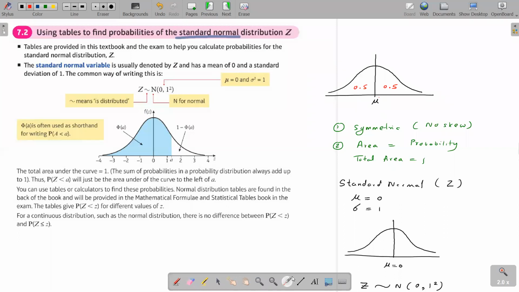All right, guys. So now let's move on to the most important part, right? So how to read the table. Okay, so here, guys, I'm going to go with these standard notations.